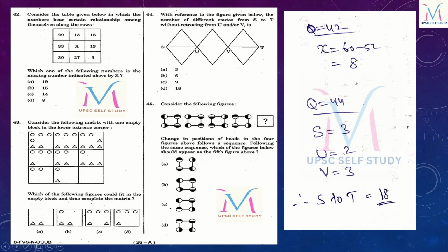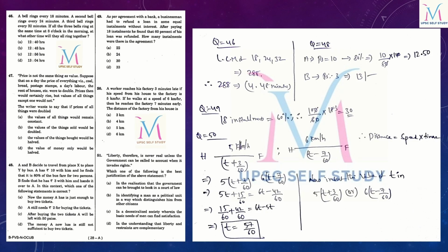And next, coming to the 46th question. First look at the question, then we will look into the solution. 46th question: a bell rings every 18 minutes, a second bell rings every 24 minutes, a third bell rings every 32 minutes. If all three bells ring at the same time at 8 o'clock in the morning, at what other time will they ring together?